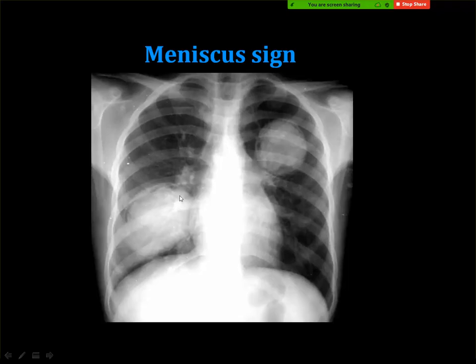And this is the halo sign, where you see air in the wall of the lesion. This is very important. If you see this and diagnose it as metastasis, you made a very big mistake. Then you should look carefully for the masses in the lung. If you see air in the wall, which is known as the halo sign or the meniscus sign, which is one of the pathognomonic features of hydatid cyst.